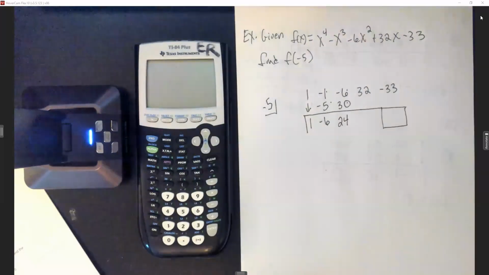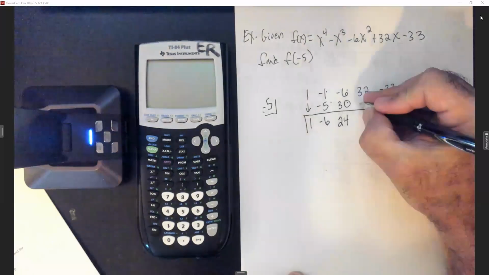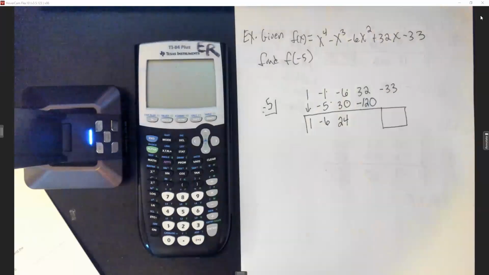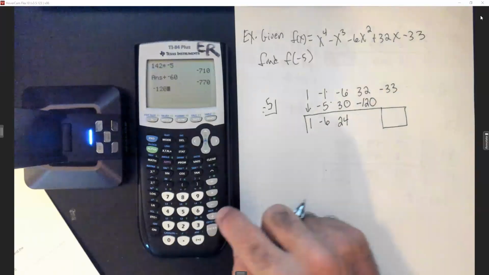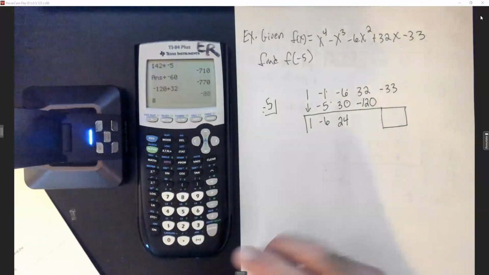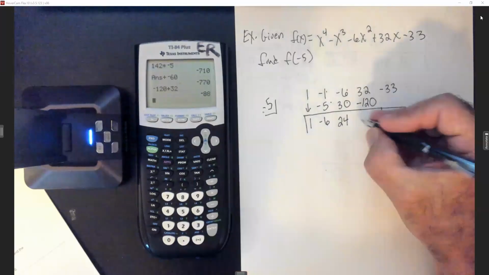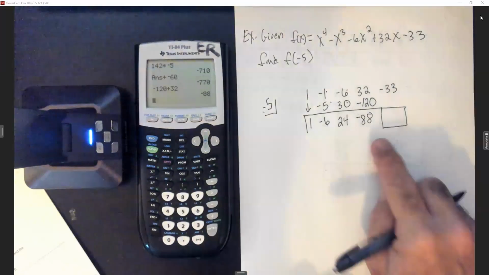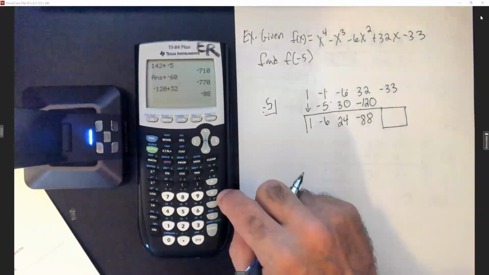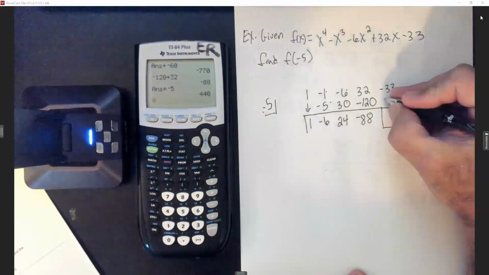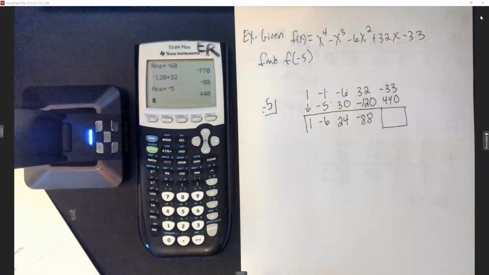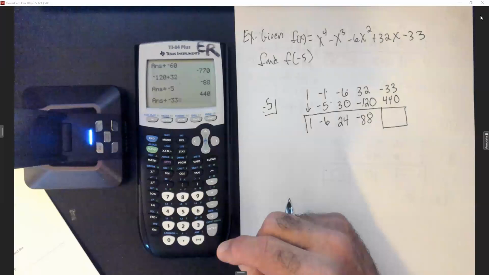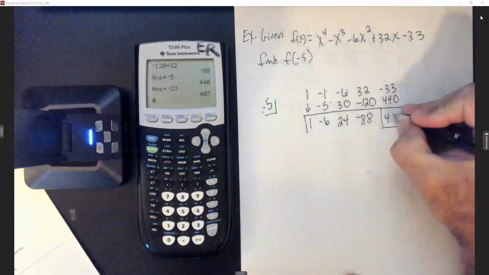All right, 24 times negative 5, that's what? Negative 120. All right, so I got a negative 120. I'm going to add to a positive 32. That's going to give us a negative 88. All right, so that negative 88 times that negative 5 is going to give me a positive 440. So add that 440 to that negative 33. That gives me a final answer of 407.